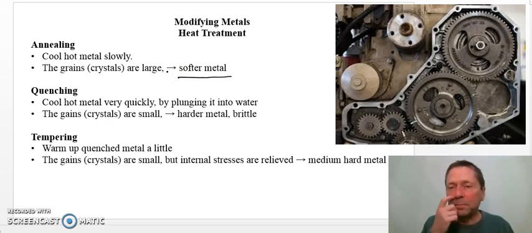and it's soft. If we take that hot metal and very quickly cool it down by plunging it into some water, the crystal structure changes and the crystals are quite small. And this gives a much harder metal, much more brittle. Now, hard and strong is good, but maybe brittle is not good. So what we can do then is warm up the metal again, just to warm it up a little bit, not to melt it. The crystals remain small, but the internal stresses are relieved.